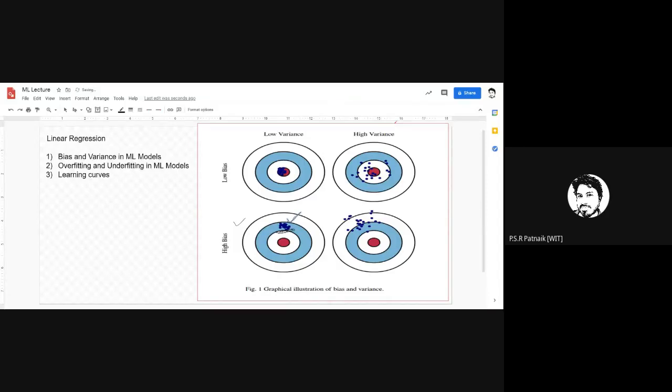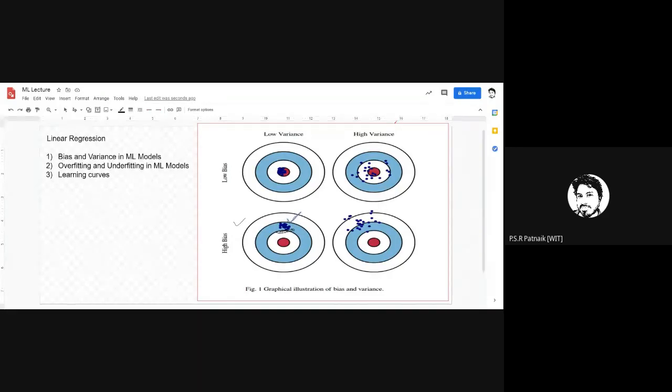So he has a good precision and a good skill, but he is not accurate. I hope you're getting my point. He is learning well. He understood the skills of archery, or he understood the art of learning from the data samples, but he is not accurate. This is called high bias.